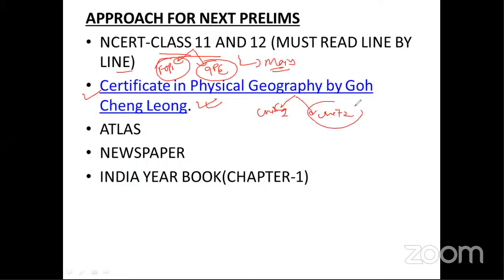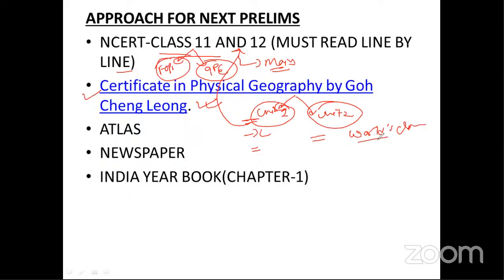So unit 2 is more important as compared to unit 1, because in unit 1 the same thing is given in your class 11th NCERT, like fundamentals of physical geography, about the landforms, about the river system, about the earthquake, volcanic eruption, about all the weathering and erosion processes. So if you have less time, you can focus on unit 2, that is talking about the world's climate.